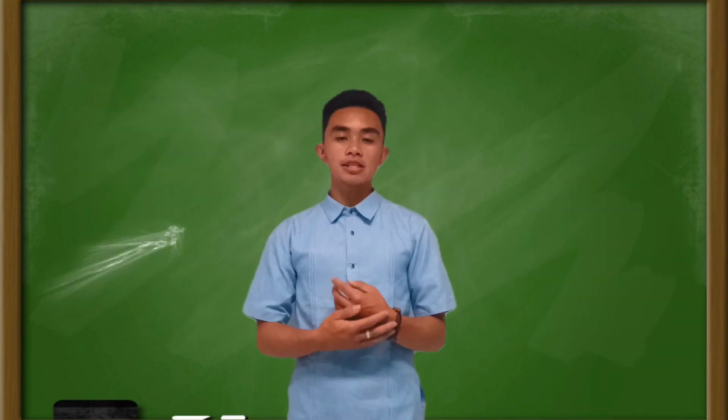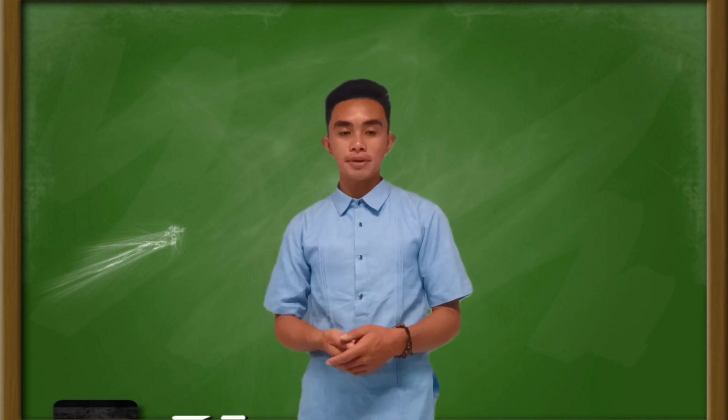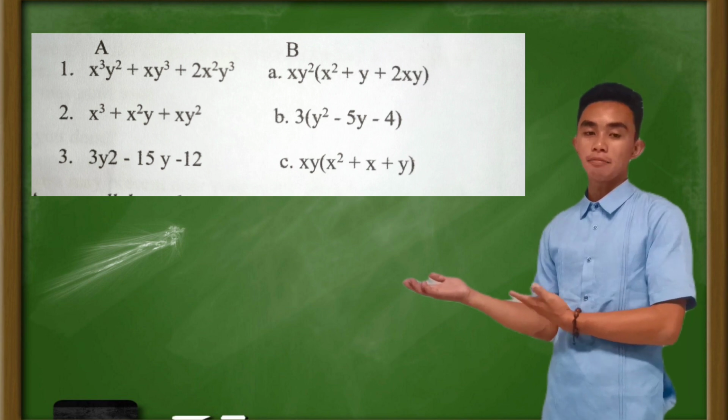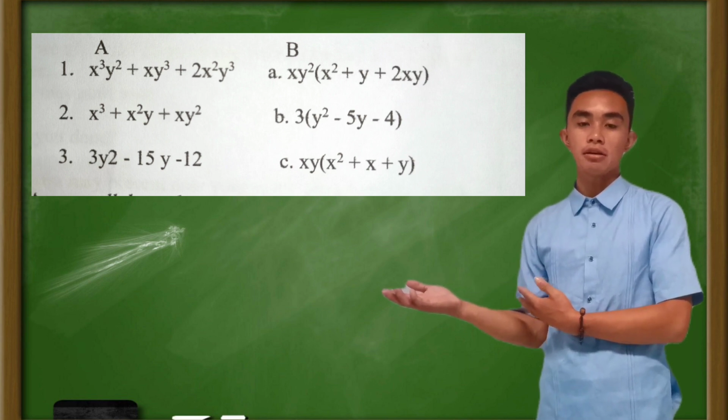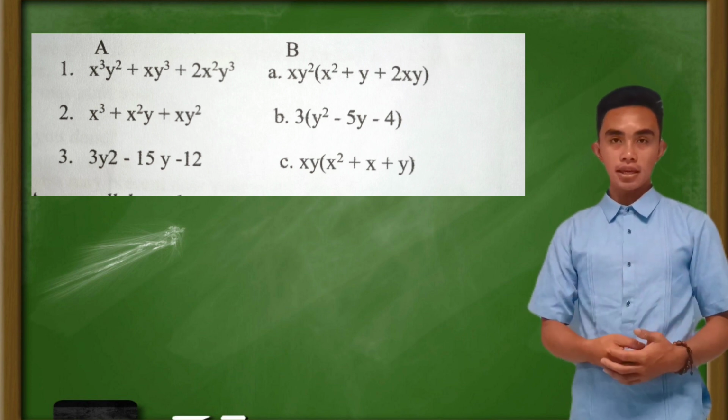Here are some examples of problems that show common monomial factoring. I want you to match the polynomial in column A to its factors in column B. So here are the polynomials that you need to match from column A to column B. Are you all done, class? Okay, pass your paper in the front.